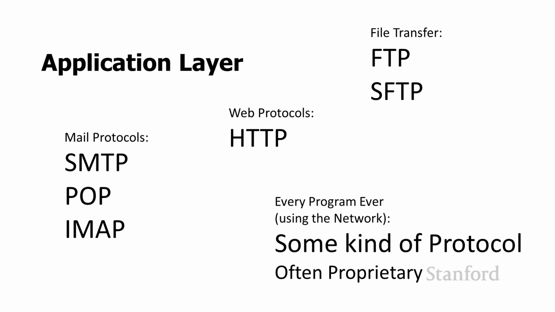They may be well-specified protocols that are publicly available and that different programs can interoperate with, or they may be completely proprietary. But ultimately, as we've seen previously, if two computers are on the network and are operating together, there needs to be some sort of formal agreement between those two computers, and that formal agreement is a protocol.